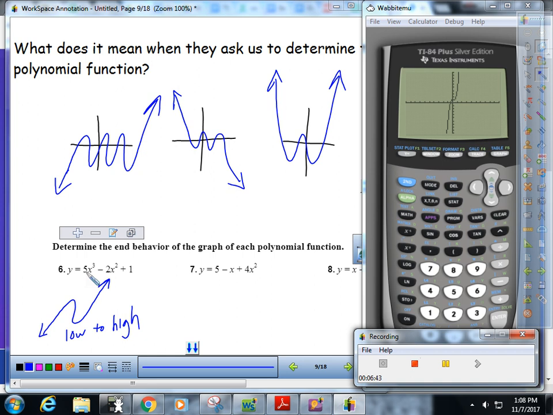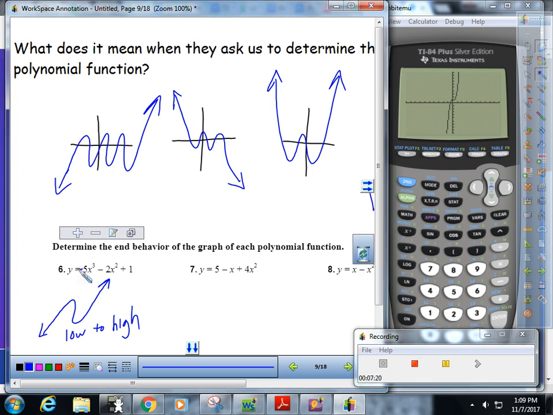Okay? So now let's look at number 7. Okay, hey, I don't like to keep people waiting, so I want to answer this great question that Kennedy just asked me. What if this 5 was negative? Well, what does a negative line look like? It goes from high to low, and that's exactly what would happen. If this was a negative 5x cubed, it would start high and end low, and we'll get there. This is what you'll be practicing, okay?